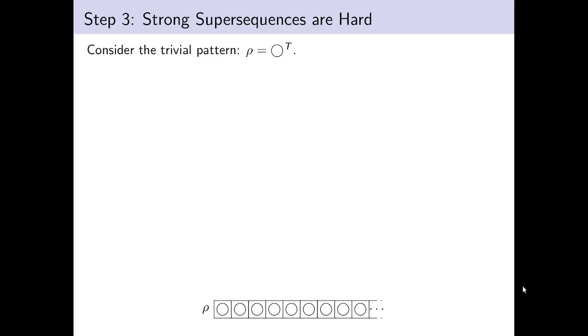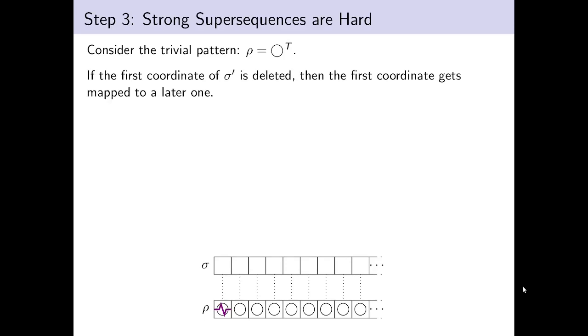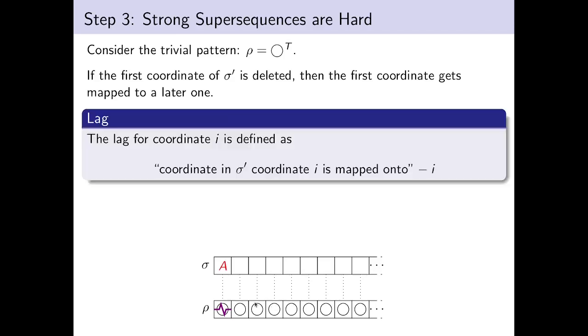So now we're not looking at sigma into sigma prime, we're looking at just a prefix of sigma. And in order to answer this, we're going to introduce a notion called lag. Now, what is lag? Well, consider the following. Suppose that we have sigma, and our row, and suppose that the first coordinate of our sigma prime is deleted. Then, the first coordinate of sigma will have to be embedded in one of the later terms. Maybe it gets embedded into the one immediately after it, or maybe the one after that. But either way, we can get a notion of lag. Lag is the difference between the coordinate that coordinate I is mapped onto minus the initial coordinate I.